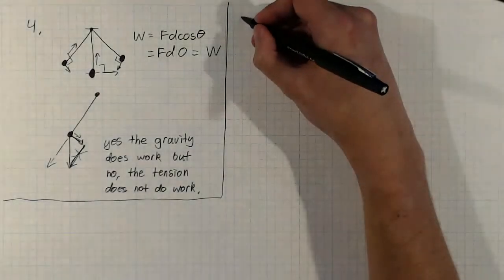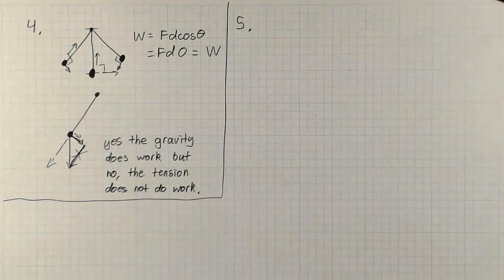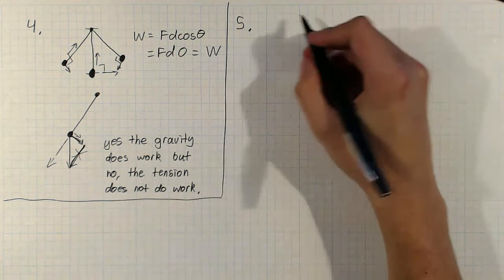The next question is question 5, which reads, the drivers of two identical cars heading towards each other apply the brakes at the same instant. The skid marks of one of the cars are twice as long as the skid marks of the other vehicle. Assuming the brakes of both cars apply the same force, what conclusion can you draw about the motion of the cars?